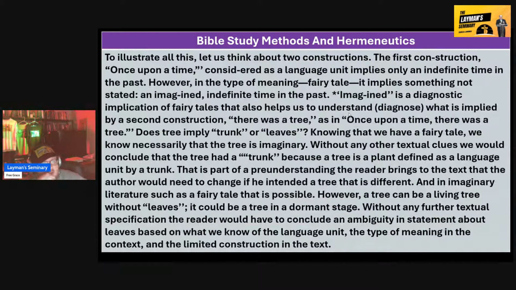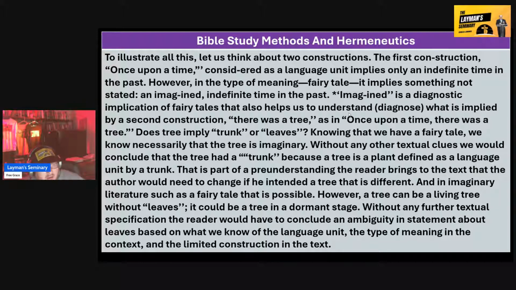To illustrate all this, let's think about two constructions. The first construction, "once upon a time," typically introduces a narrative story. Considered as a language unit, it implies only an indefinite time in the past. However, in the type of meaning, fairy tale, it implies something not stated, an imagined, indefinite time in the past. Imagined is a diagnostic implication of fairy tales that also helps us to diagnose what is implied by a second construction.